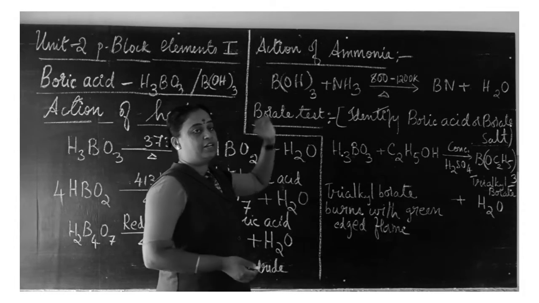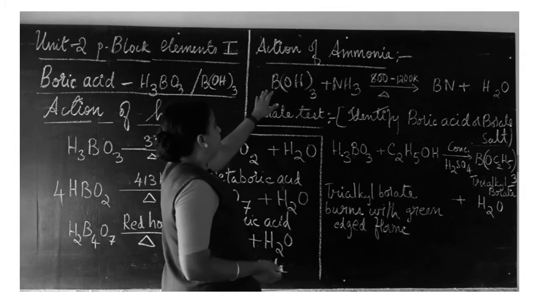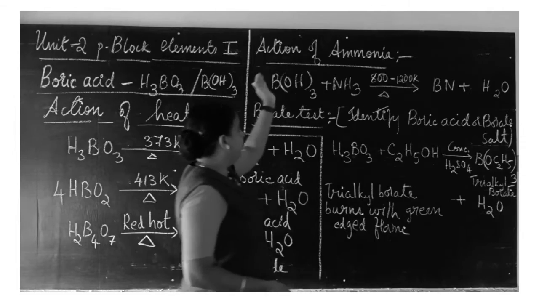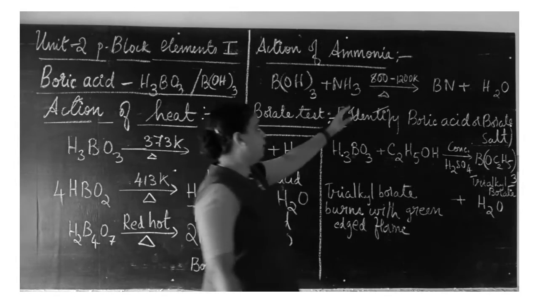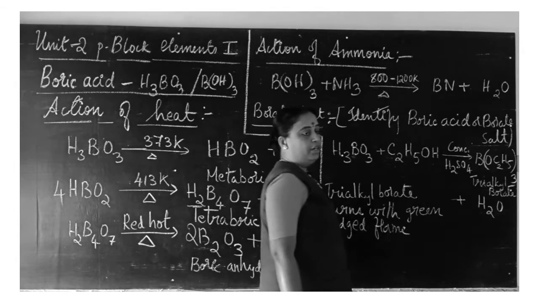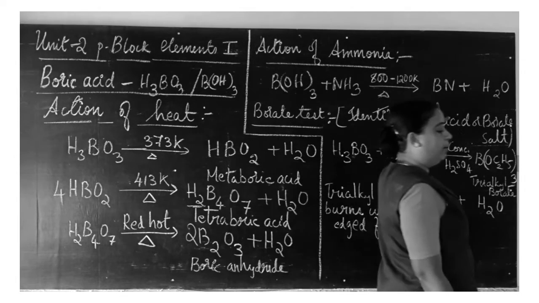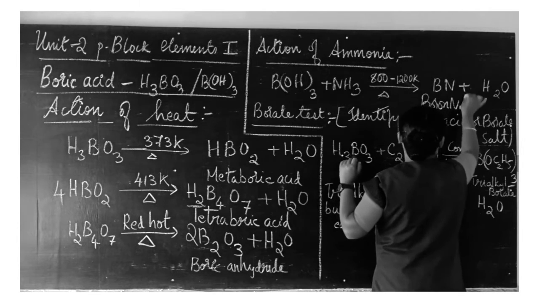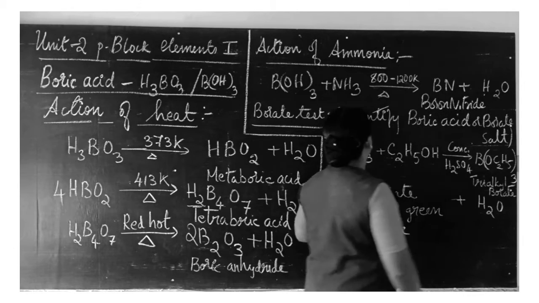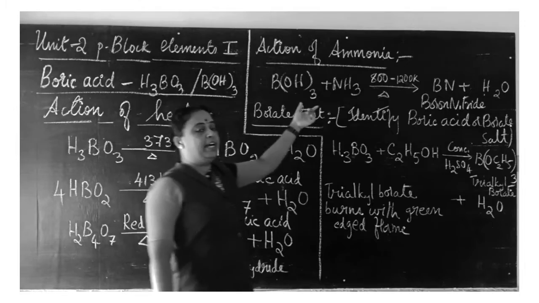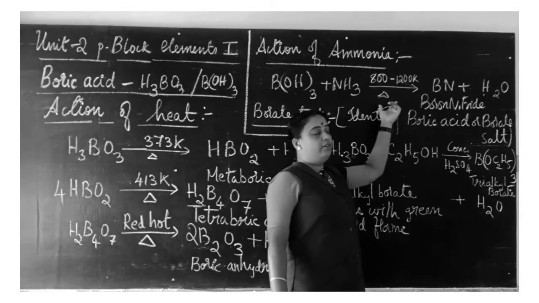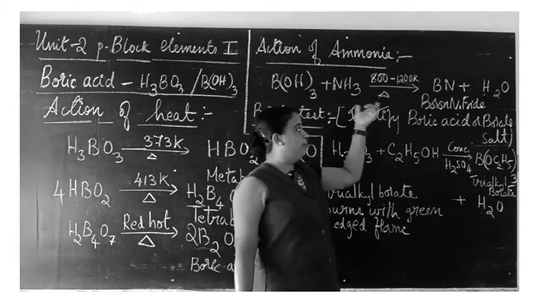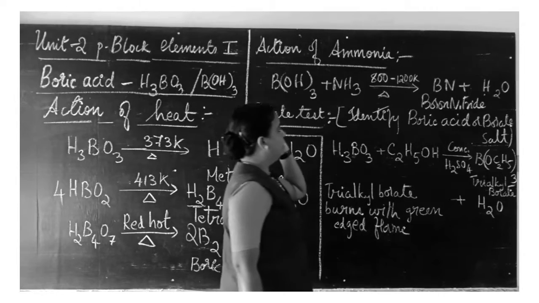Now let us look into the next one, action of ammonia. Boric acid can also be written as B(OH)3. You are heating it with ammonia at a temperature of 800 to 1200 Kelvin. You get boron nitride, BN, along with water molecules. So boric acid reacting with ammonia at a high temperature, 800 to 1200 Kelvin, gives boron nitride and water molecules.